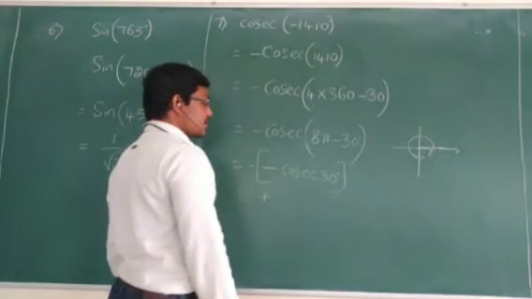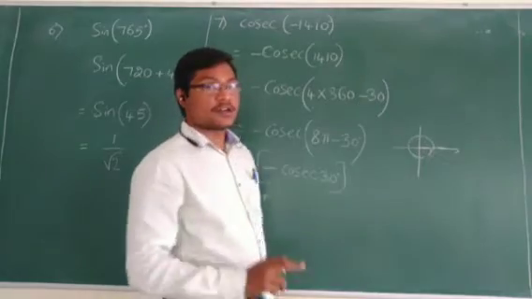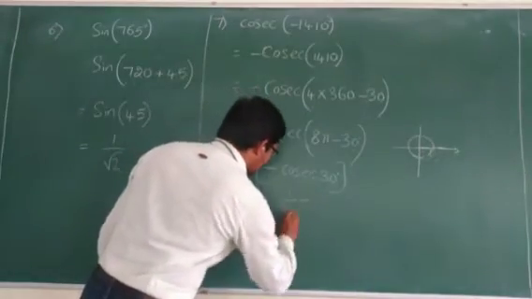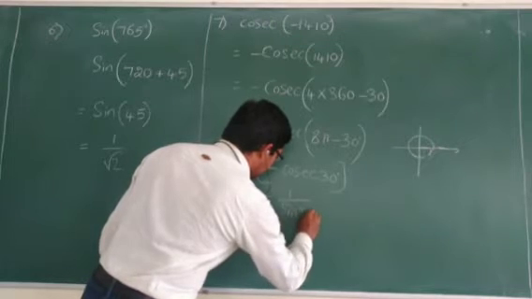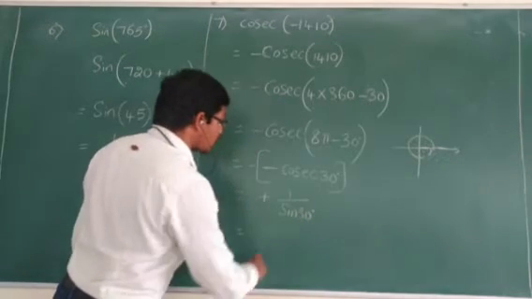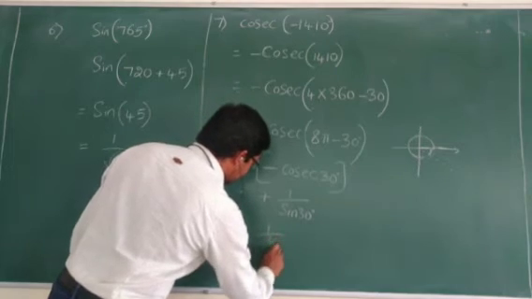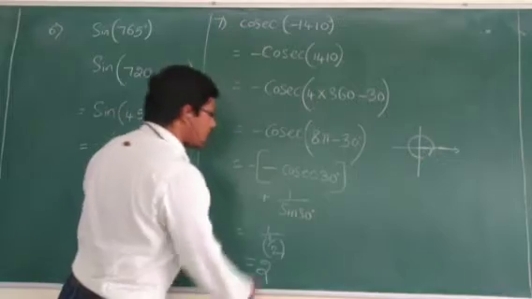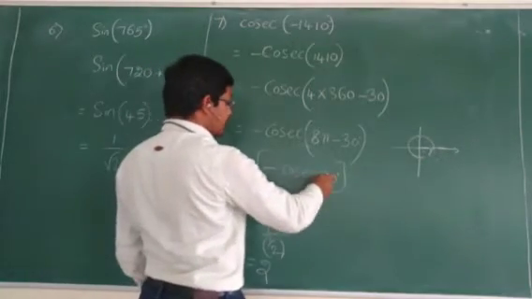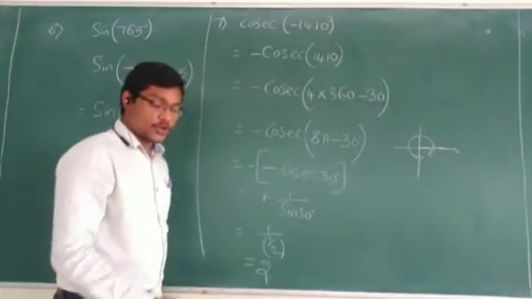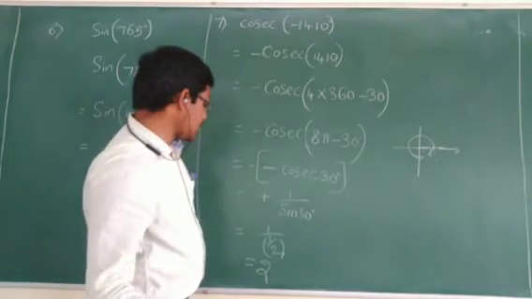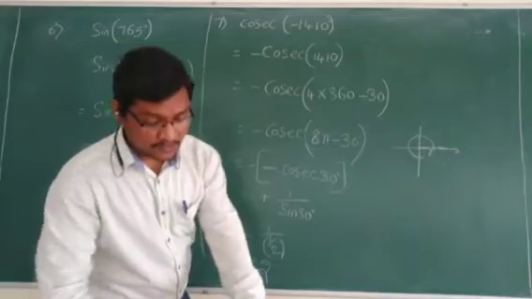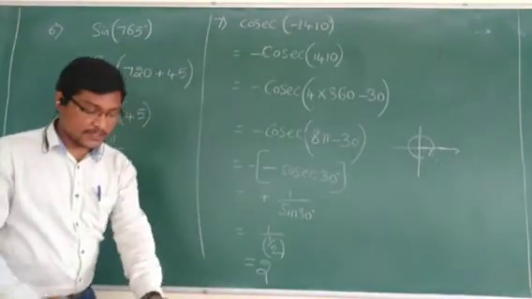What is cosecant 30? Cosecant 30 is reciprocal of sin 30. So you can also take, if you want, 1 by sin 30, and sin 30 is 1 by 2. So which means this is equal to 2. Or you can write directly cosecant 30. Cosecant 30 is nothing but 2. You can write directly also. So this is cosecant minus 1410.